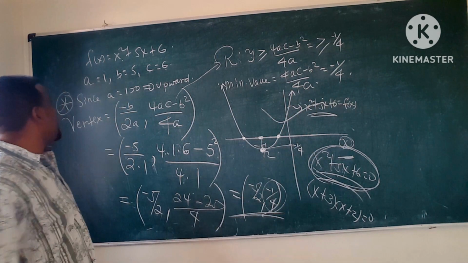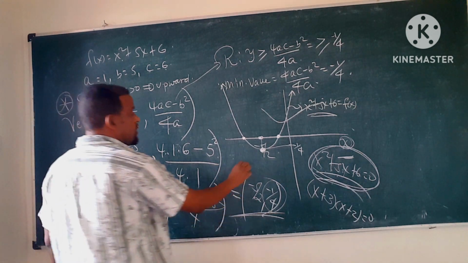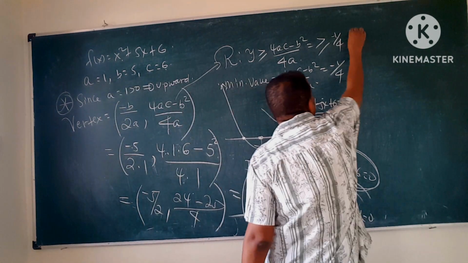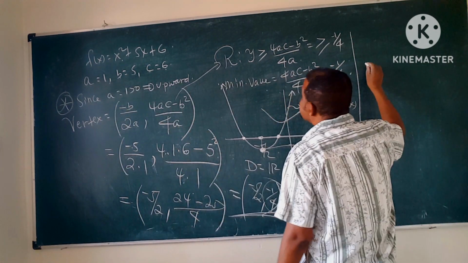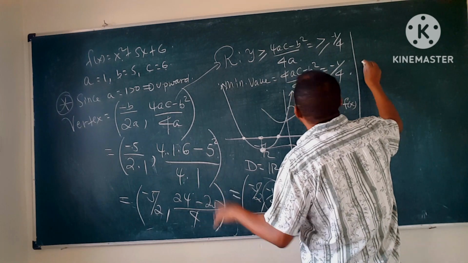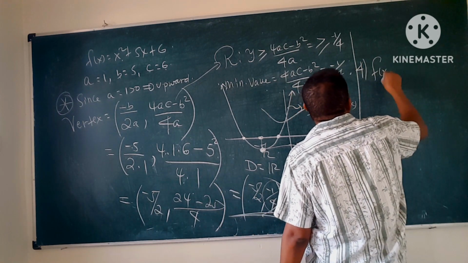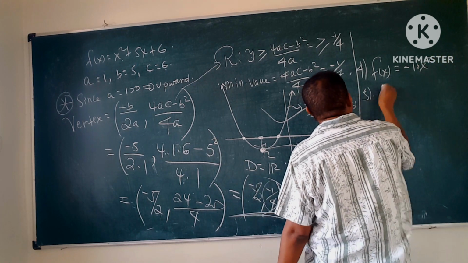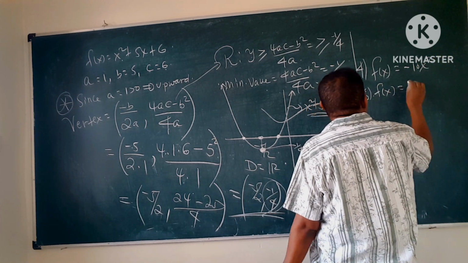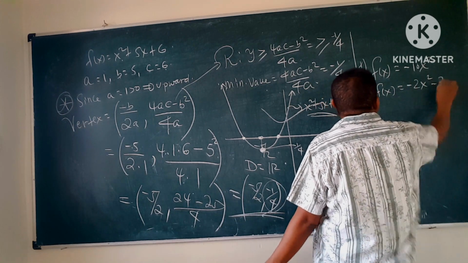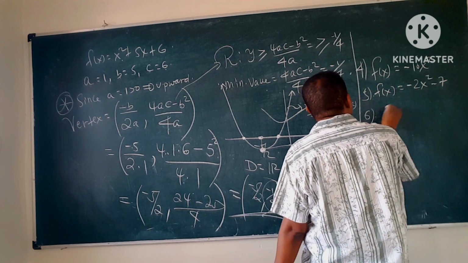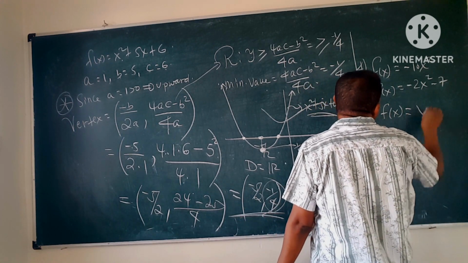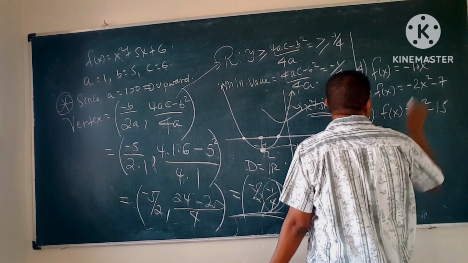So the domain is what? The domain of the parabola is what? Okay, you try to solve these. Based on this formula, the fourth example: if f of x is equal to negative 10x squared. The fifth one: if f of x is equal to negative 2x squared minus 7. The sixth one: if f of x is equal to positive x squared minus 15.